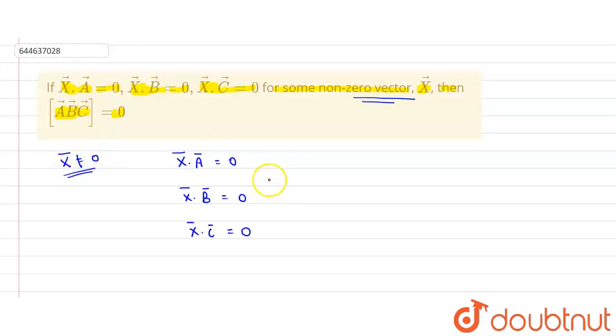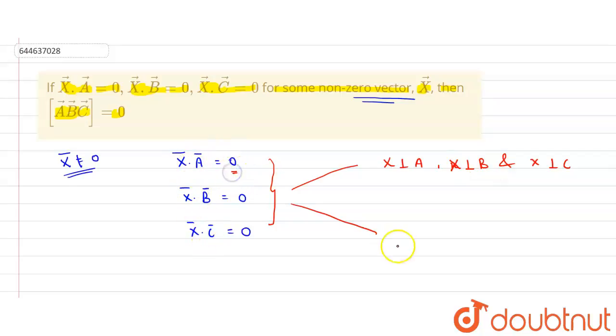So this case will give rise to two things. Here these three conditions will be true if this x vector is perpendicular to a, x vector is also perpendicular to b, and x vector is also perpendicular to c, meaning x vector is perpendicular to all three vectors, because we know that if two vectors are perpendicular their dot product is 0, and here we are getting the dot product of every vector equal to 0.